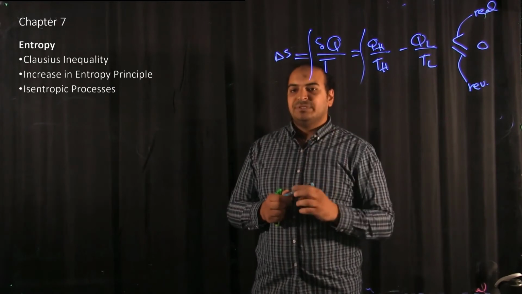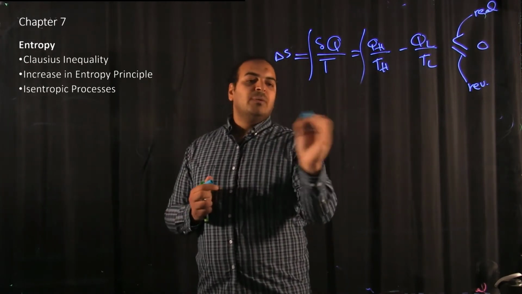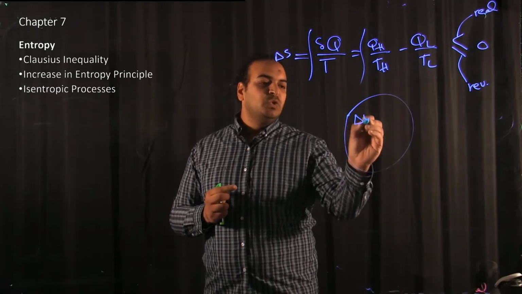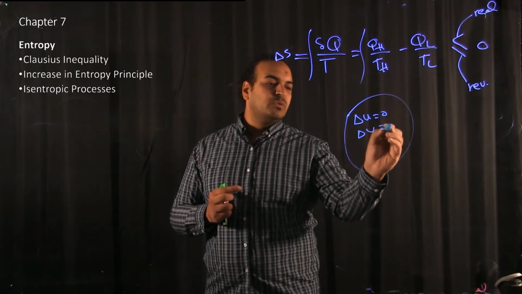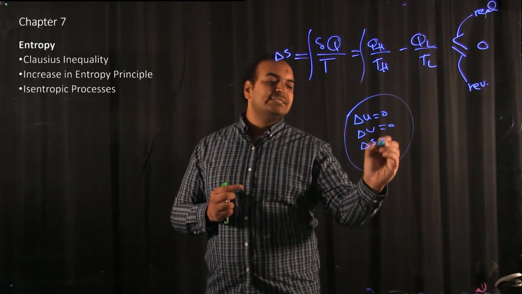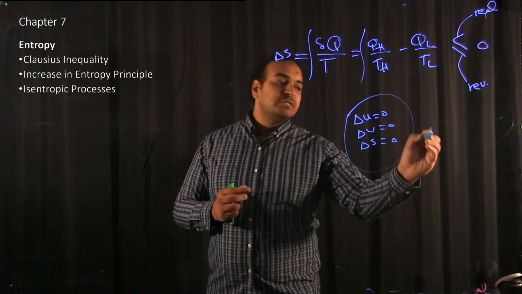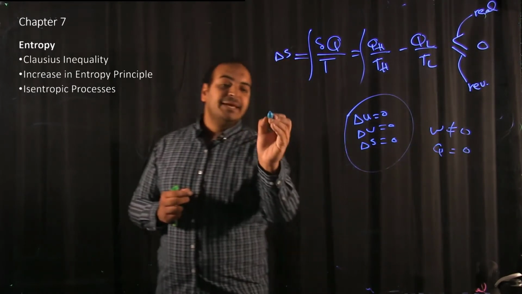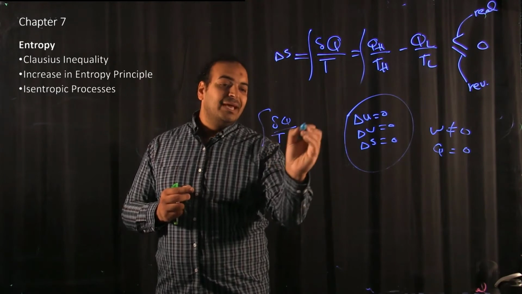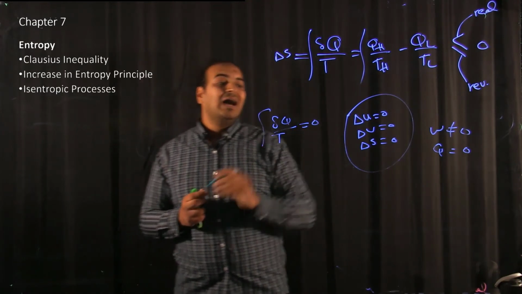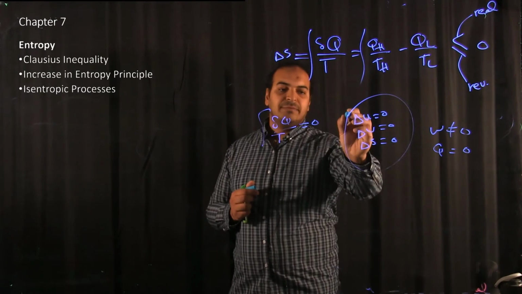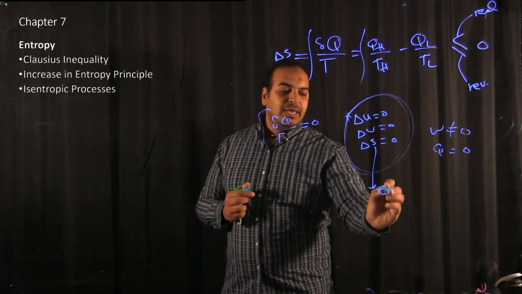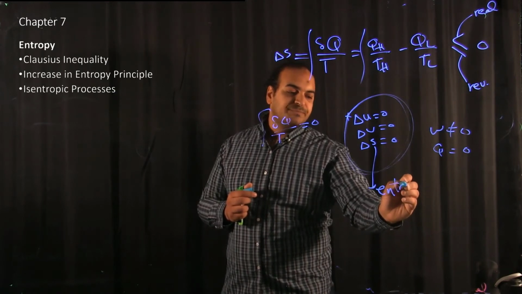Delta S is the integration of Q over T. S is a property. So if you're talking about any property, if you start at this point and end at the same point, delta U is 0, delta V is 0, delta S is 0. But the work is not 0. The heat is not 0. But the integration of delta Q over T is 0 for a complete cycle. Go here, end here. That's why S is a property.